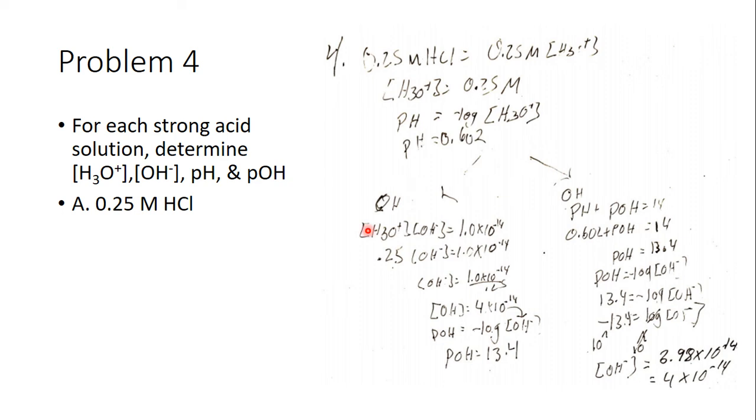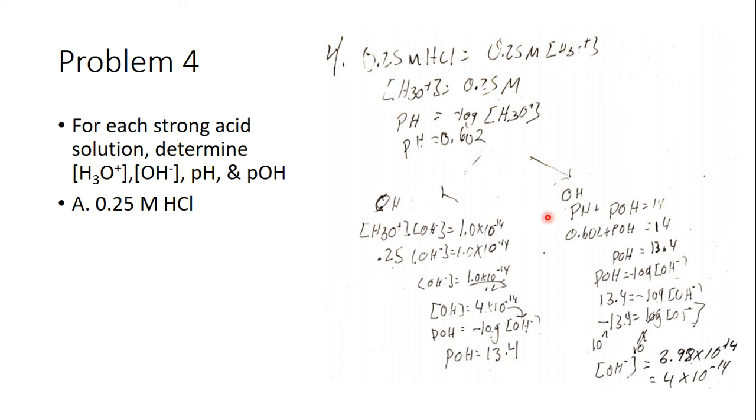So let's start with the left-hand side. Remember, we have the equation that H3O plus multiplied by OH minus equals Kw. I can put in my H3O plus concentration and solve for OH minus like we did on our previous problem, by dividing Kw by it. You find that OH is 4 times 10 to the minus 14. That's your concentration of OH. Then you can solve for pOH by just doing the minus log of that. Minus log of this concentration is 13.4.